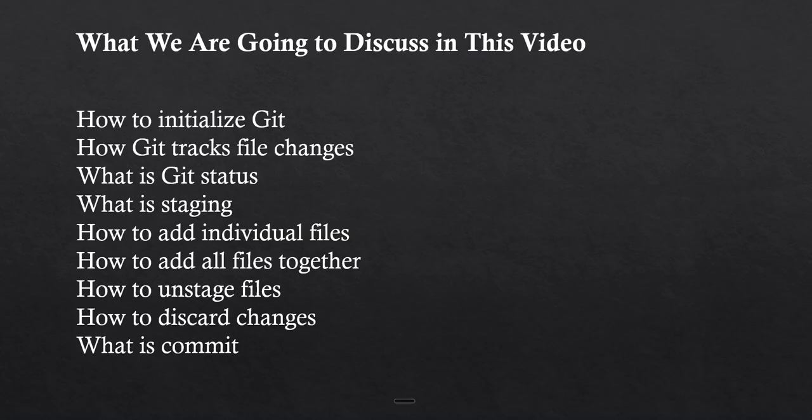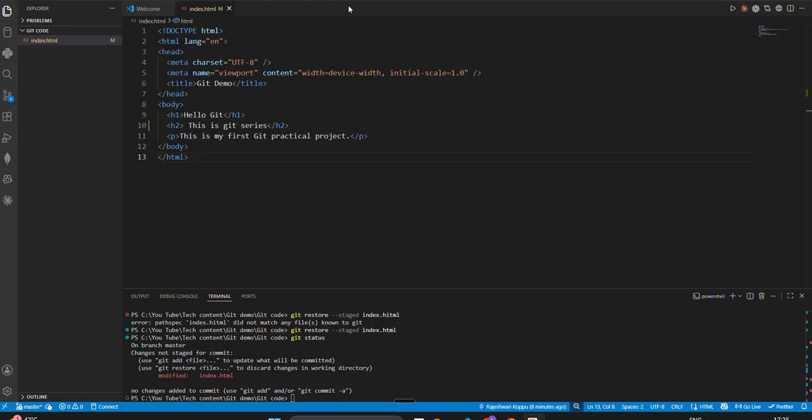What is commit? Whatever we commit will be saved to Git, such that Git can have this saved version of our code. Now we will see in VS Code how it works exactly. Here we have a simple code, and now we will initialize Git.